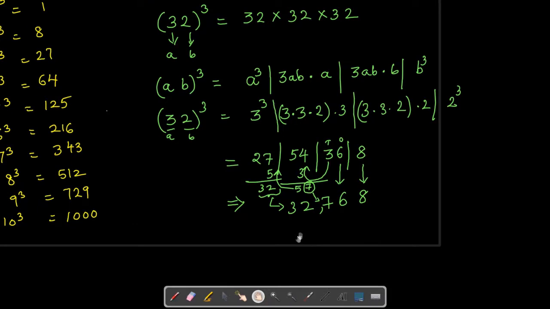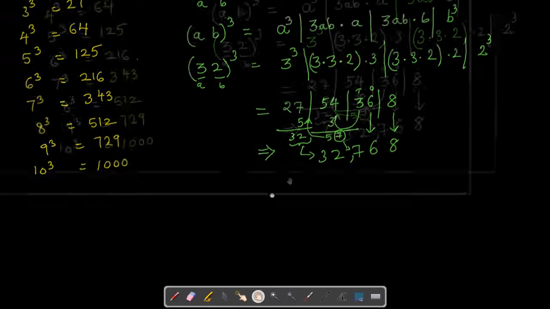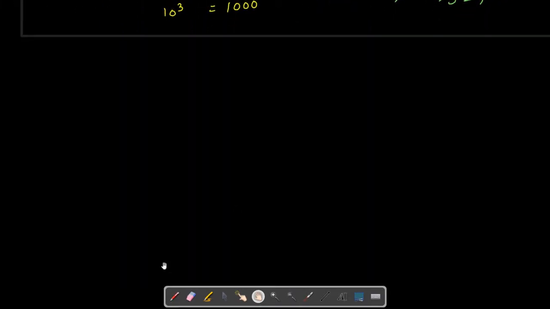Did you understand? Yes, I know this may sound a little confusing, but with practice once or twice, this method will be really effective, very easy and very quick to solve the cubes. Let us understand once again with the help of one more example. Let me take another example, say 43 cube.